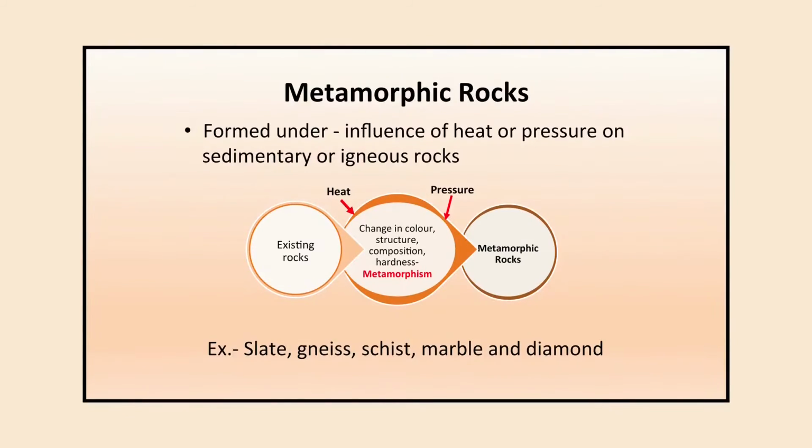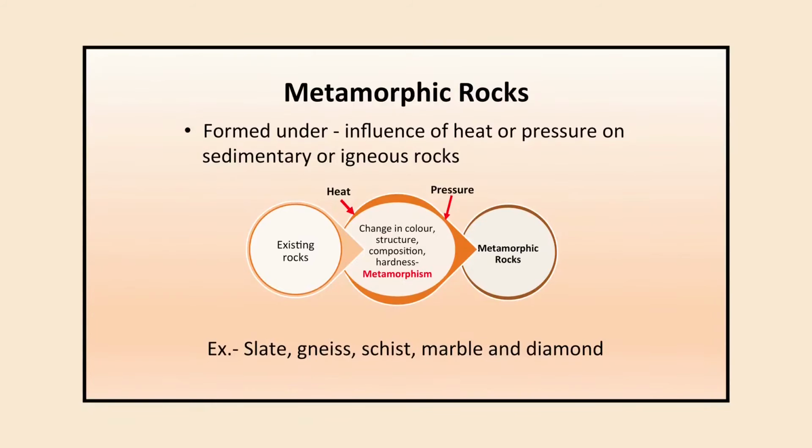You can see in the diagram, when existing rocks are subjected to extreme heat and pressure, there is a change in color, structure, composition and hardness. This whole process of change is known as metamorphism. So, existing rock is subjected to heat and pressure, the metamorphism process takes place, and then metamorphic rocks are formed.